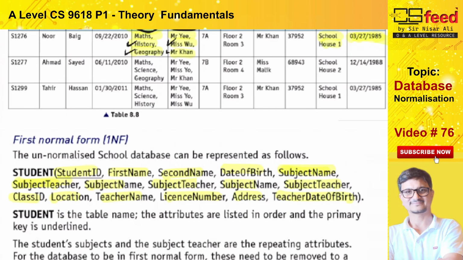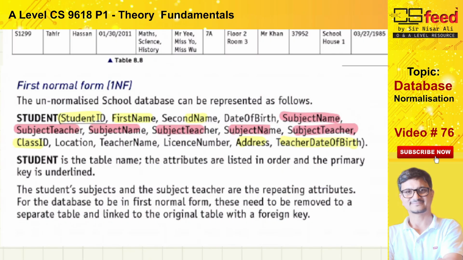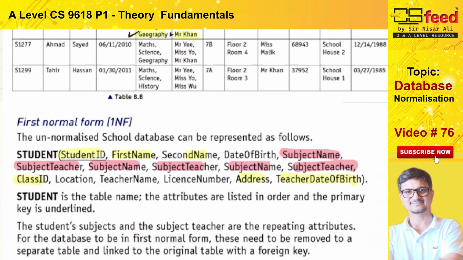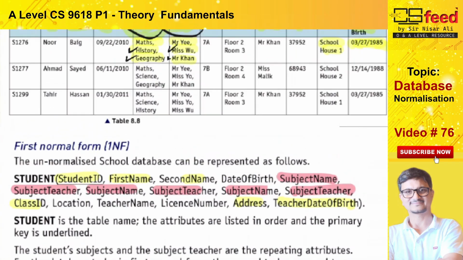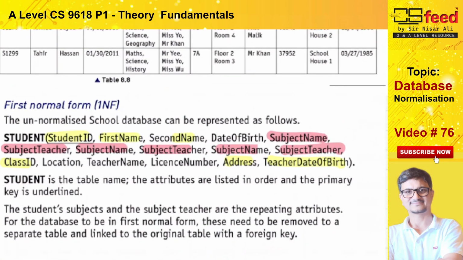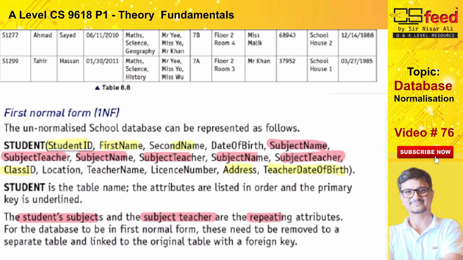This shows that it is not a normalized form. I will just mark these so that the point is very clear. The subject name, subject teacher, subject name, subject teacher, subject name, subject teacher. So these entries are clearly seen as repeated. So basically, we concluded that the student subject and the subject teachers are the repeating attributes.